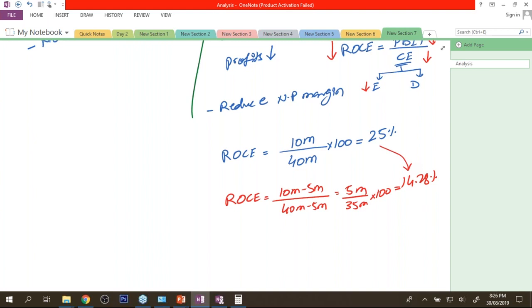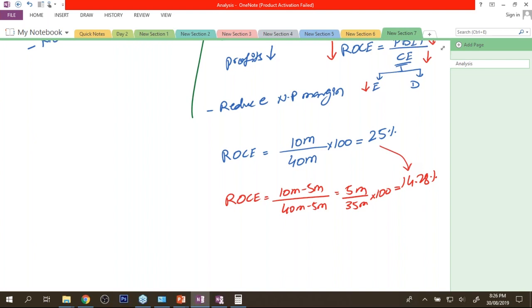Getting the point, everyone? Yes, Tasbiha, you're right. Yes, Amara, the net impact is still significant. It was 25 and it's now 14, or almost half.